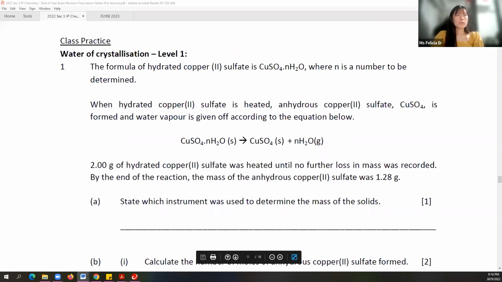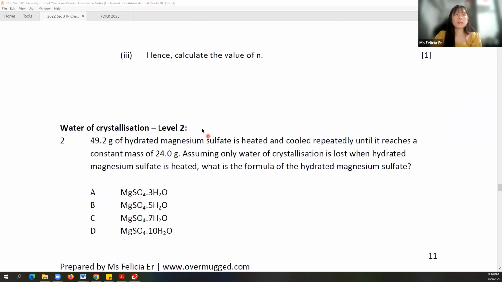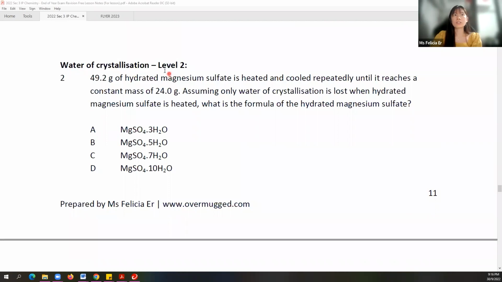Okay, so for this question here, for worksheet questions, you will notice that there is another category of question which is called water of crystallization. Water of crystallization still makes use of all the formulas that we learned just now and all the mole ratio stuff. Yep, so let me demo to you a simple one. So this is level 1.